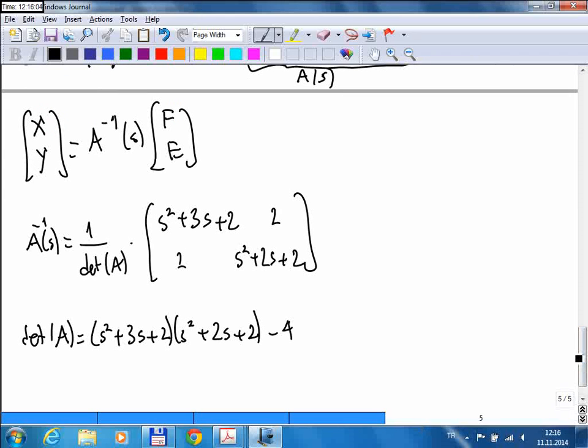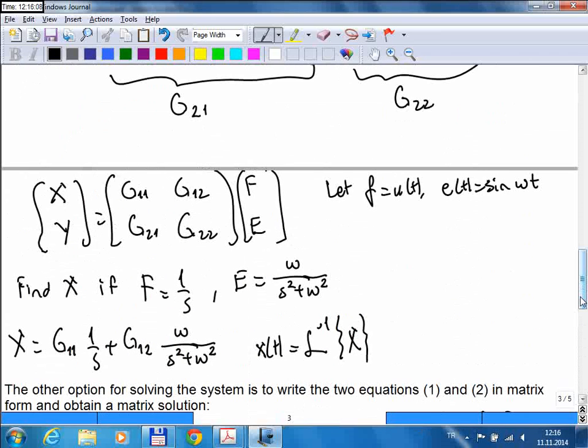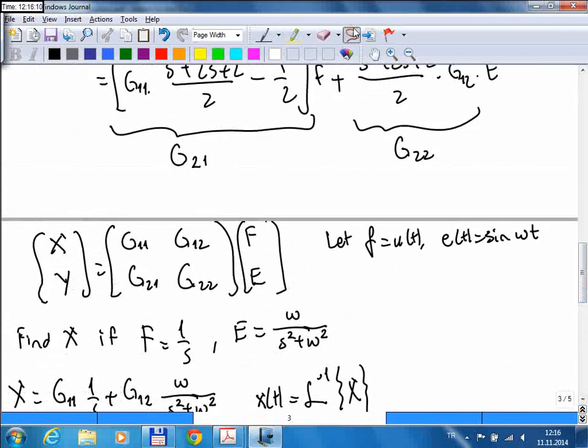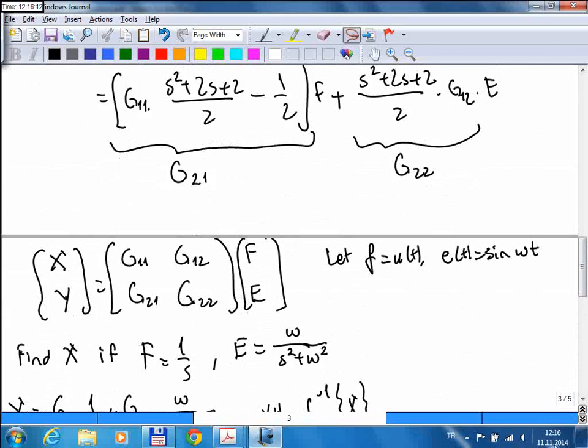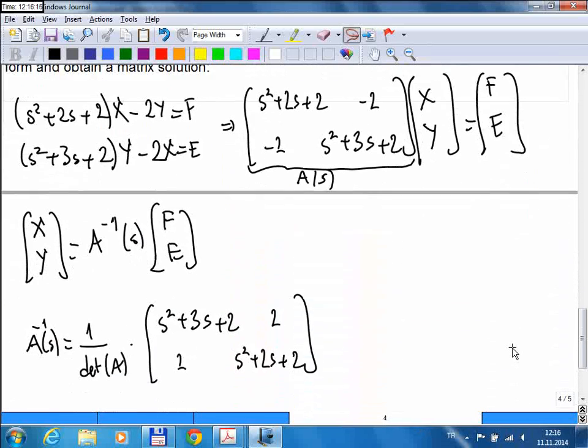So these should be the same transfer functions as the other G1, G2, these transfer functions I found here, if there were no mistakes. Okay? Any questions?